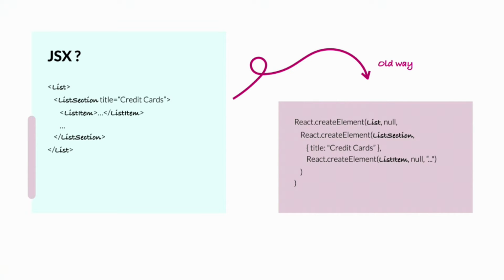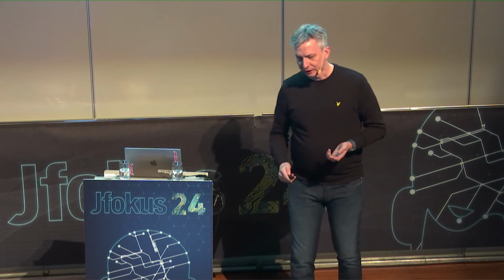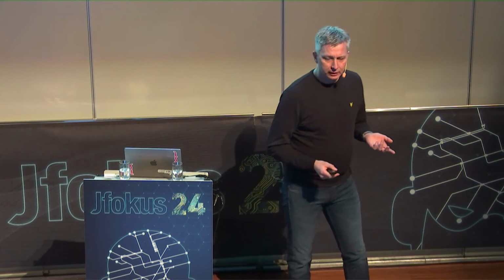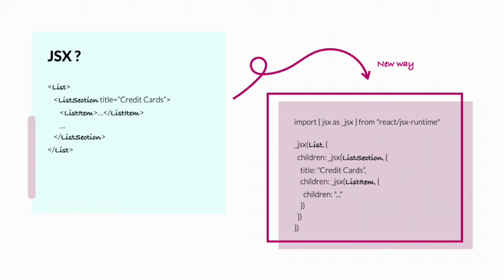Now, the error says that this is the old way. That kind of implies that there is a new way of doing this as well. And this new way of doing things was actually introduced in React 17. And when we use this new way, then the code instead gets transpiled into something like this.